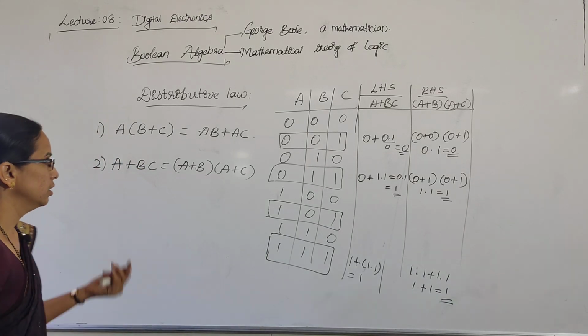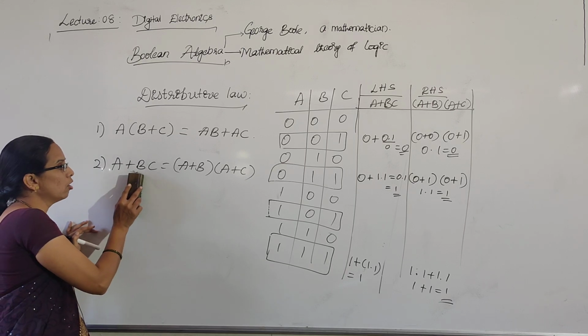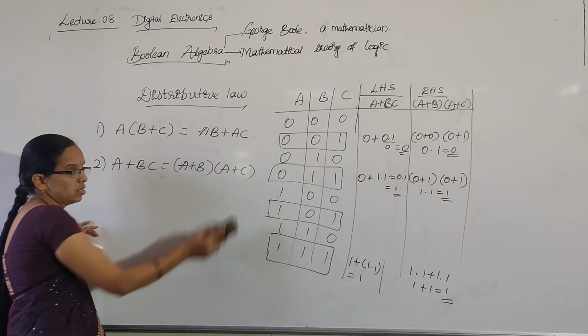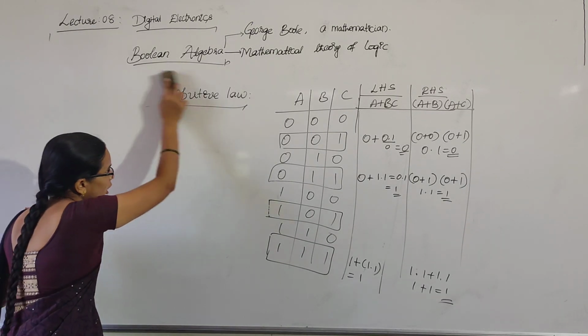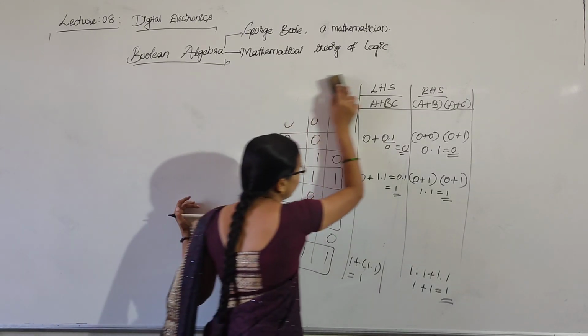Okay. That's all. Distributive law. This thing you should remember: A plus BC is equal to (A plus B) and (A plus C). If you have time, try to prove for all the 8 combinations.